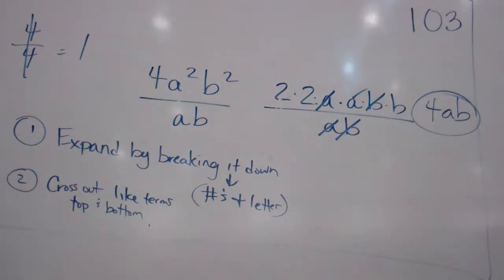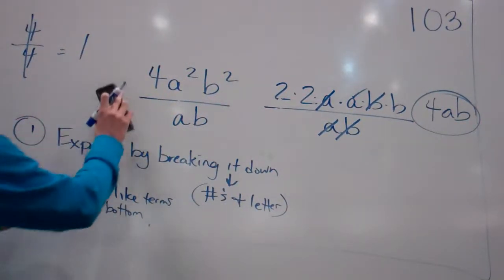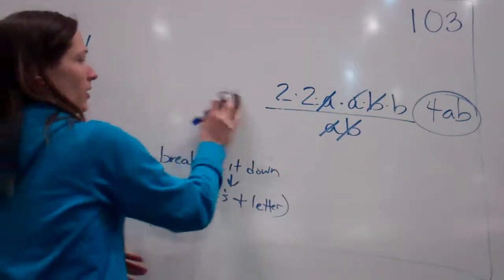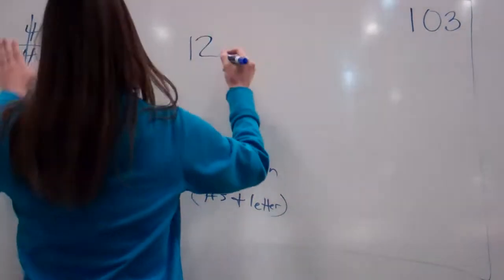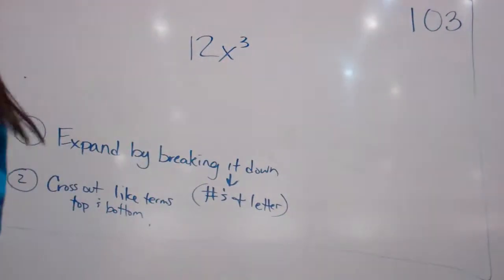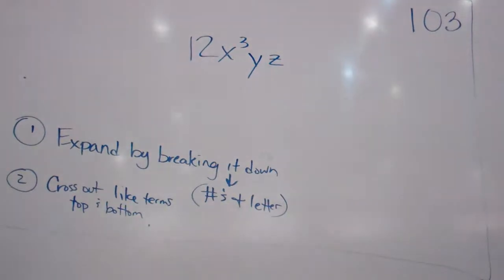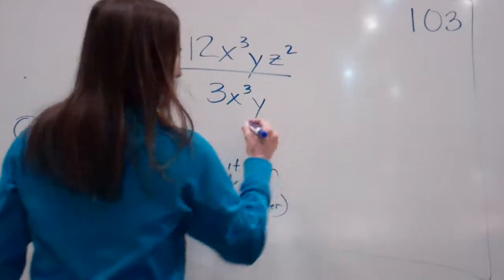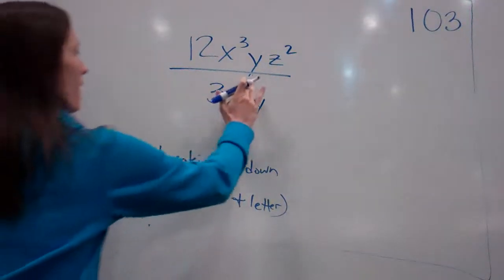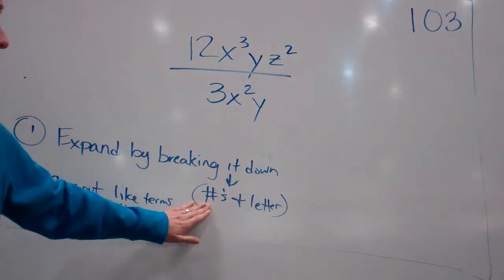Okay, so let's do another one that I think will make even more sense to you because it has something on the top and bottom. So everybody got that one done in this one? Okay, so stay with me. I have 12x cubed, y, and then a z, and I'm going to put a line in that z so we don't think it's a 2, squared, over 3x squared y. Okay, so your first step is to expand everything by breaking them down, the numbers and the letters.